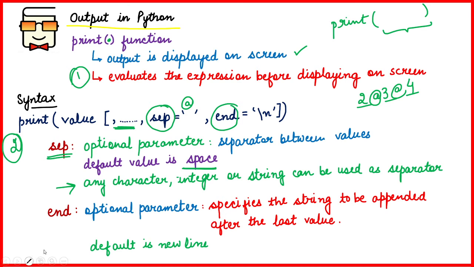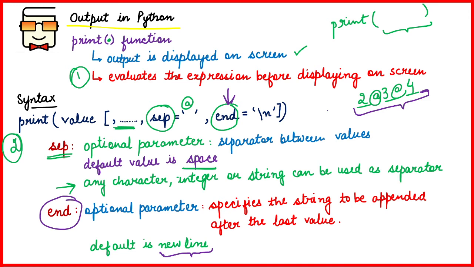Now coming to the third argument and the second optional argument of the print statement, which is the end of the print statement. Again, this is an optional argument and it specifies what will be present at the end of the print statement. So once you have printed all the values using the separator that has been defined, either the default separator, that is the space, or the user defined separator, then what will come at the end of the print statement? By default, the value of this parameter is \n. That means the new line character is specified as the default value.